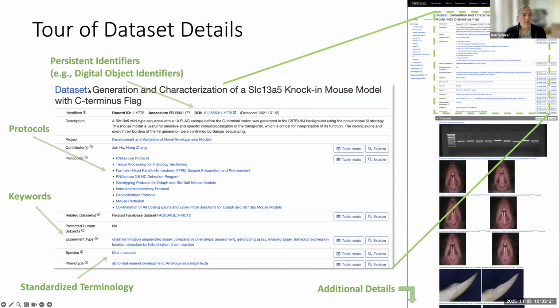At the top, we start with high-level descriptive information: a title, a digital object identifier, so you can have a persistent reference to a data set, a short description, and then a listing of the protocols, and then various keyword tags on the data set, whether it's experiment type, species, phenotype, etc. And these can stretch for a while.